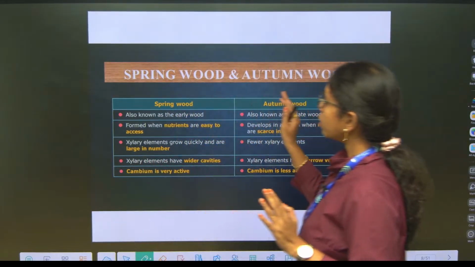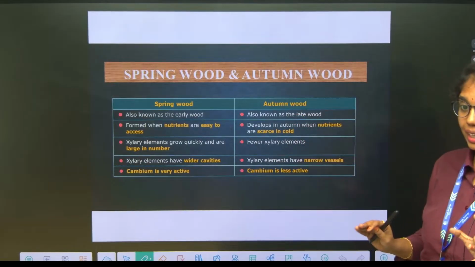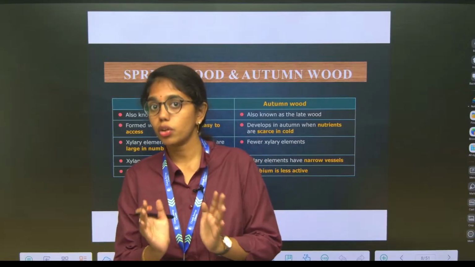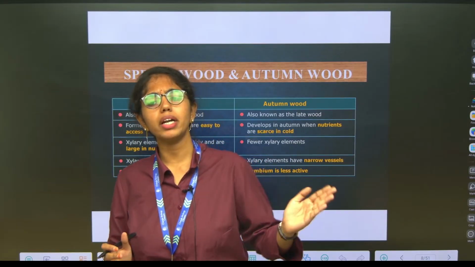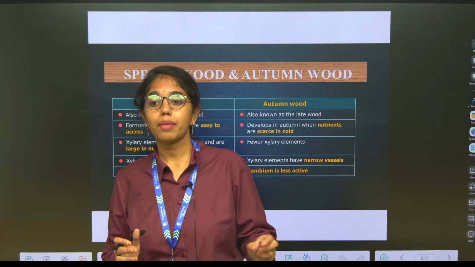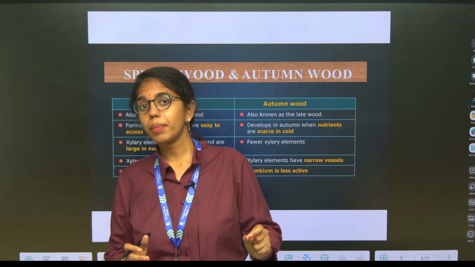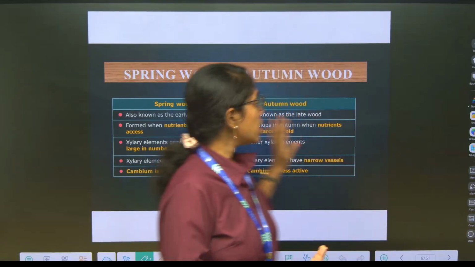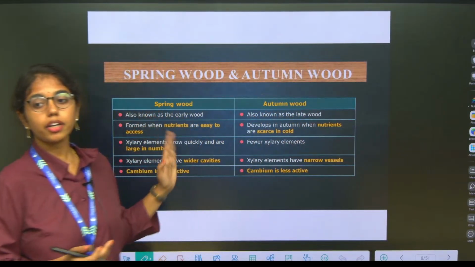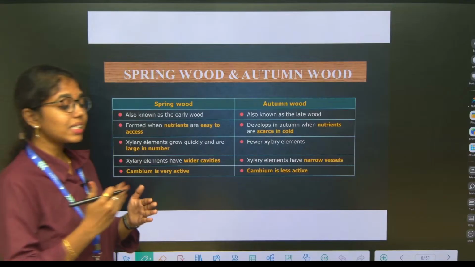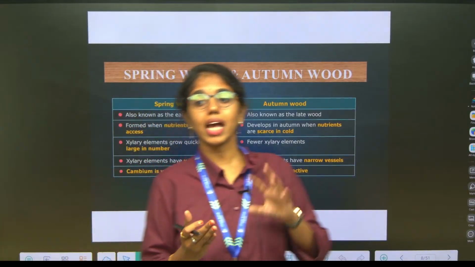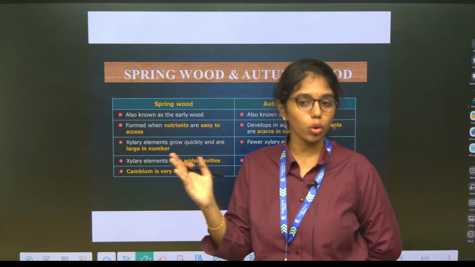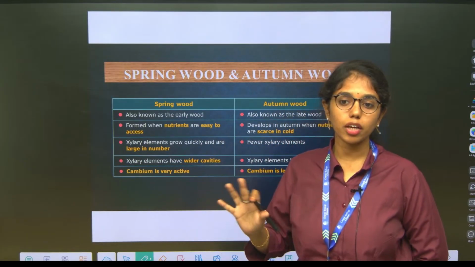Now, spring wood and autumn wood: those dicots or gymnosperms or those plants in which secondary growth is happening can be in different climatic regions. For example, temperate plants will have variations in the climatic regions. This secondary growth is purely dependent on the climatic conditions. So, as there are fluctuations in the seasons and different climatic conditions, you cannot see an even secondary growth. Okay. Uneven secondary growth is observed.